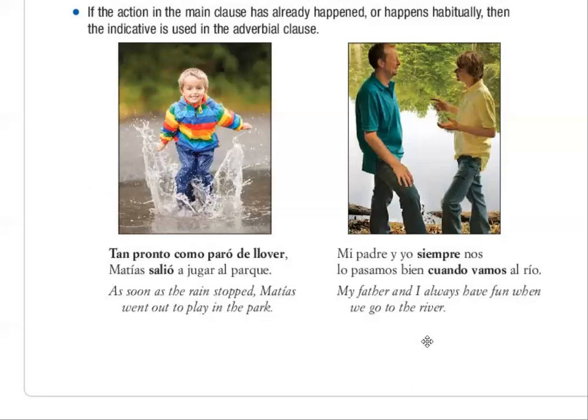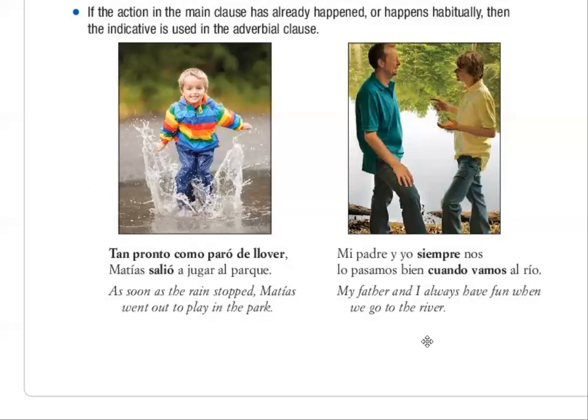And this is going to happen again, and it's happened before. It might be happening now. It's something that happens regularly. You just use the indicative there. If it's talking about the next time, that it hasn't happened yet, you're talking about that specific time, then you would use the subjunctive. So you can see here, like my father and I always have fun when we go to the river.